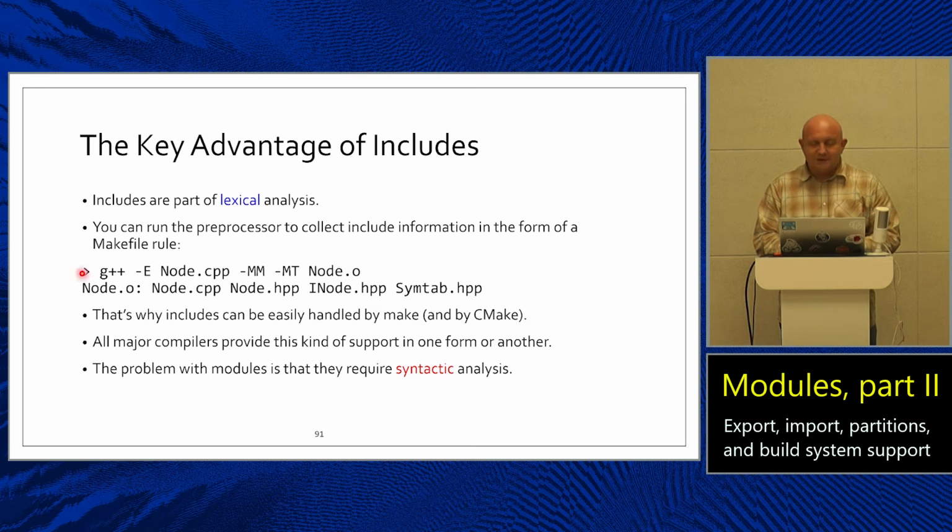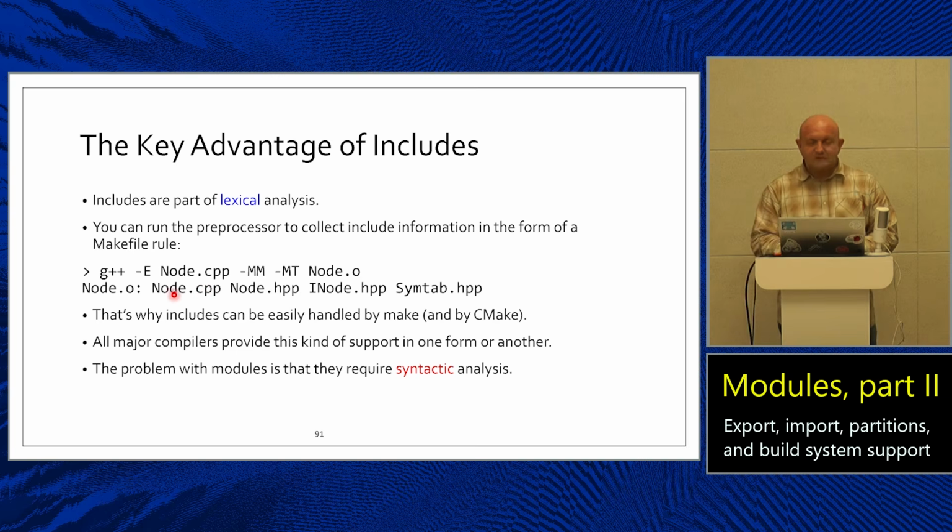And here lies the secret behind why the old system worked so well. Includes participate in lexical analysis. They are handled entirely by the preprocessor, long before the compiler even starts building an abstract syntax tree. That's why we can simply run a command like this, where -E means only run the preprocessor, and instantly get a neat Makefile rule listing every header our file depends on.